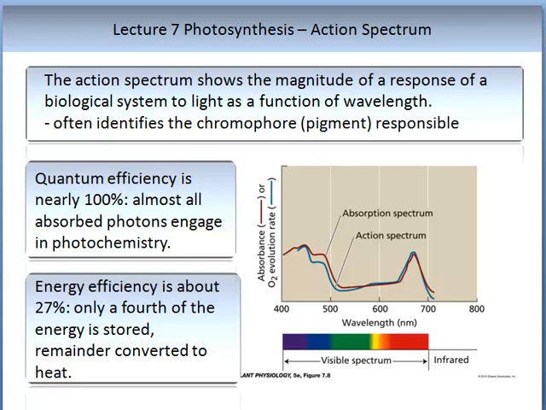Quantum efficiency is nearly 100%. Almost all absorbed photons engage in photochemistry. If quantum efficiency was less, then fewer photons would be engaged in photosynthesis, photochemistry. Energy efficiency is about 27%. Only a fourth of the energy is stored, the remainder is converted to heat, and this is waste.